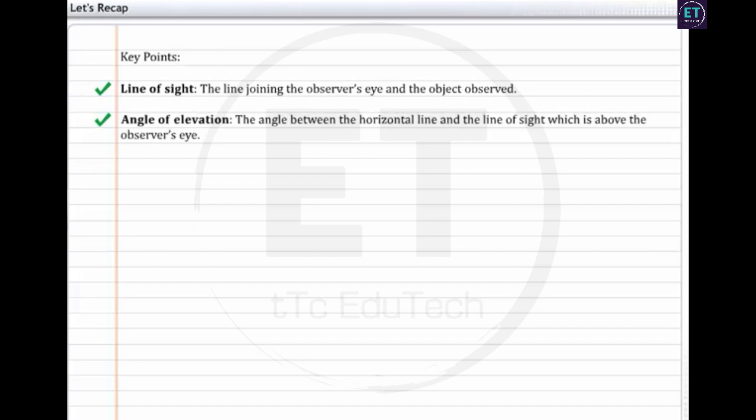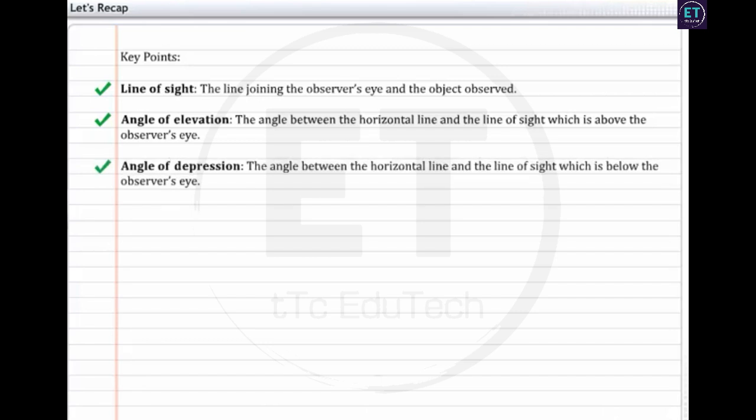You have reached the end of this section. Before moving on to the next section, let's recap the key points covered. Line of sight: the line joining the observer's eye and the object observed. Angle of elevation: the angle between the horizontal line and the line of sight which is above the observer's eye. Angle of depression: the angle between the horizontal line and the line of sight which is below the observer's eye.